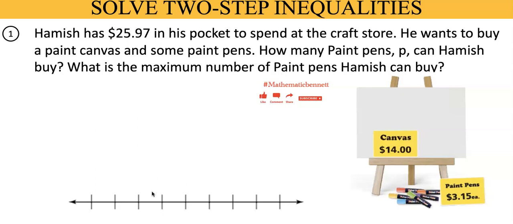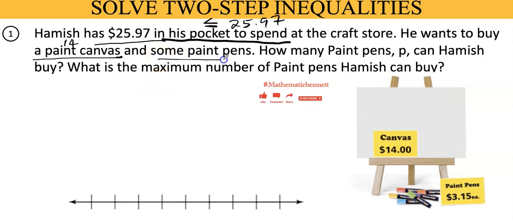So Amish has $25 in his pocket to spend, which means he can only spend $25.97 or less. So we know that's less than or equal to $25.97. He wants to buy a paint canvas, and we can see that a paint canvas costs $14. So we know that's our constant right there.